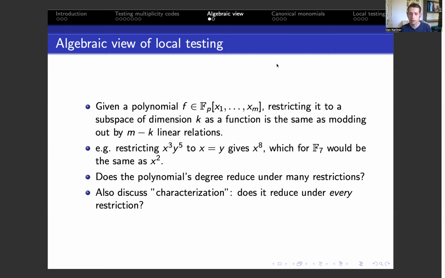So this is an example of a line where the degree of the polynomial drops by a lot, even though we know in general that in the Reed-Muller case, there always exists a line where the degree reaches the optimal degree we could hope for. So the question of local testing becomes, does the polynomial's degree reduce under many restrictions? And we're also interested in the cleaner question of characterization, which is, does the polynomial's degree reduce under every restriction? So does there exist a subspace where the degree is larger than d?